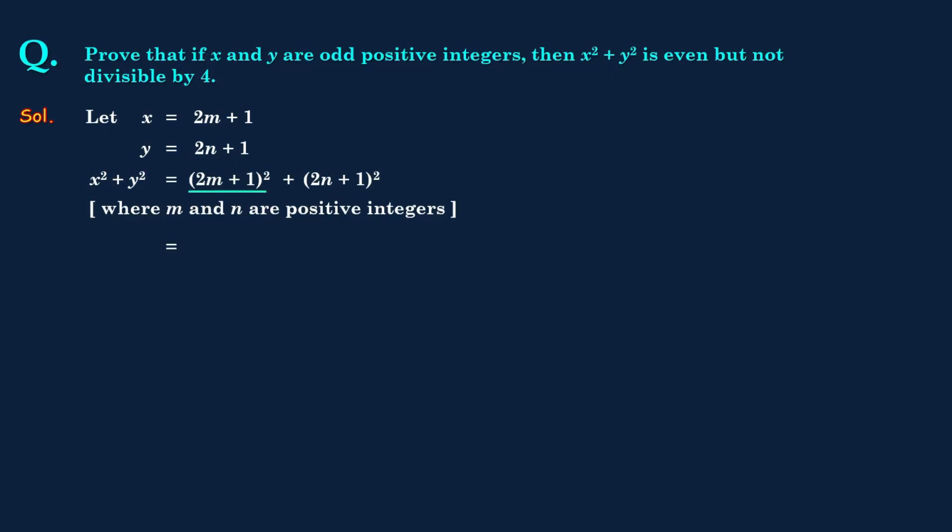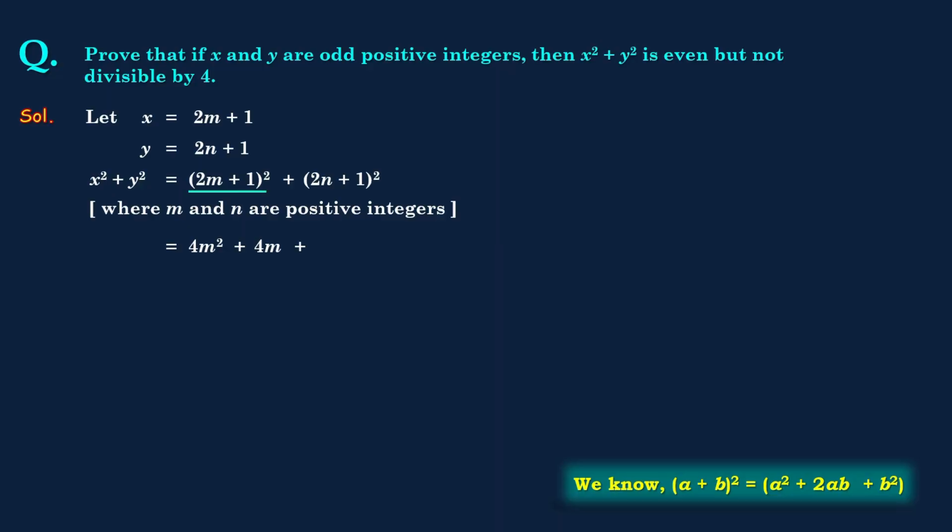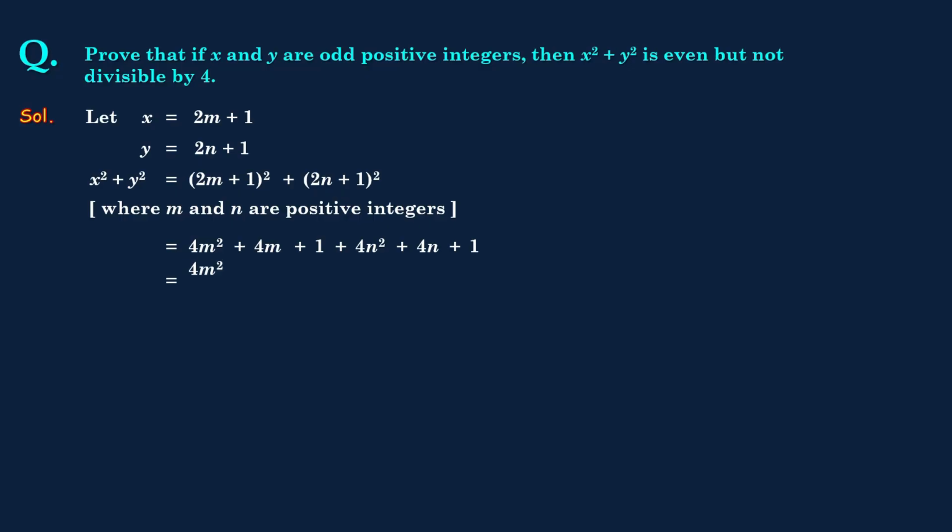Now apply the (a plus b) whole square formula over here. So that is 2m whole square, that is 4m square, plus 2 into 2m into 1, that is 4m, plus 1 square, that is 1. Again 2n whole square is 4n square, plus 2 into 2n into 1, that is 4n, plus 1 square, that is 1. Now let us group this 4m square plus 4n square. Similarly group that 4m and 4n, and group 1 plus 1, that will become 2.